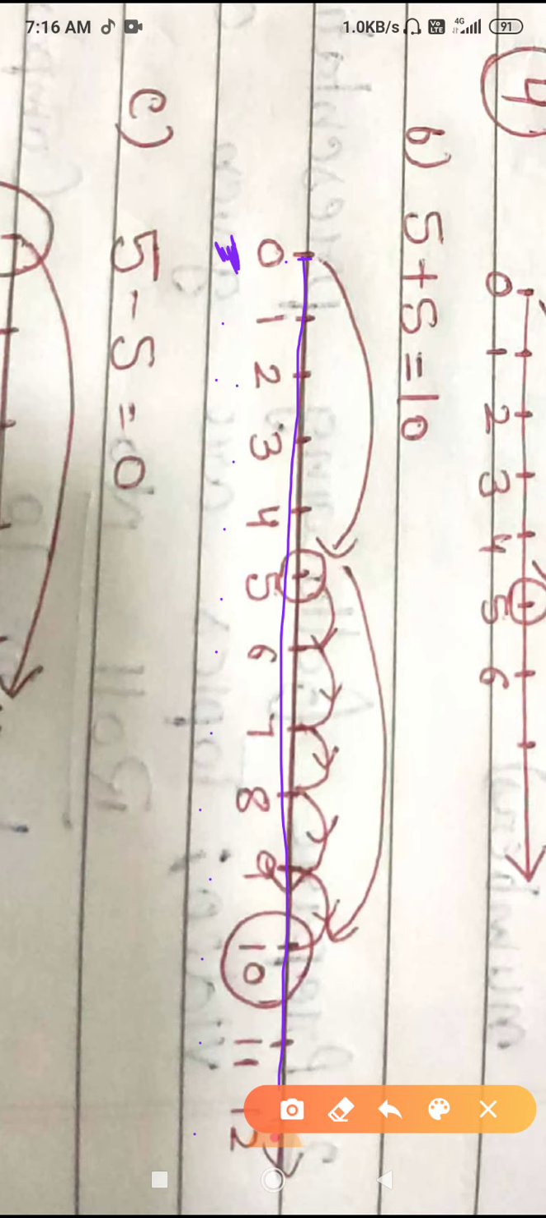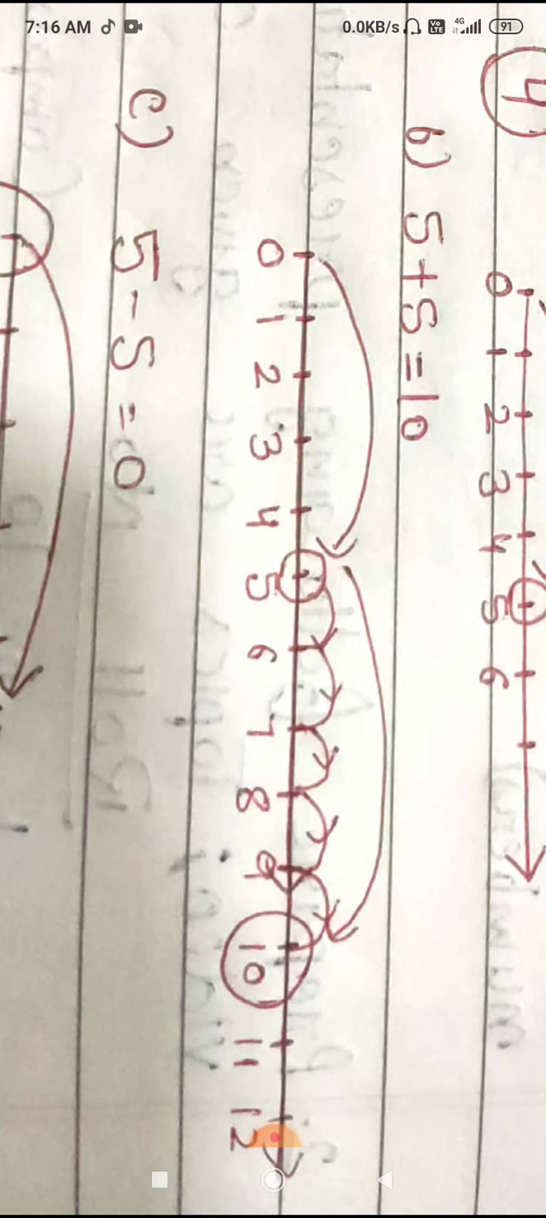First of all, 5. Where is 5? This is 5. Plus 5 means positive, or add 5. 1, 2, 3, 4, 5. So we reach 10. This is your answer. Next is 5 minus 5, which is 0.